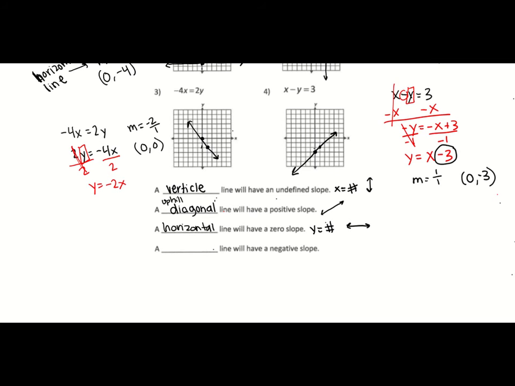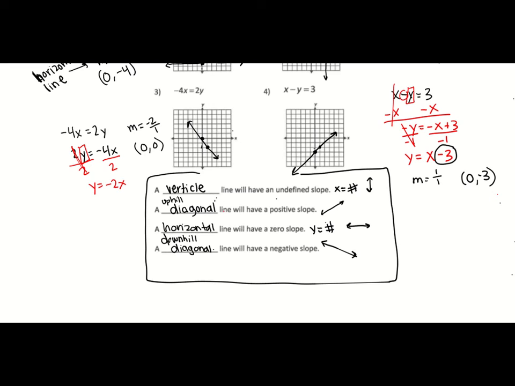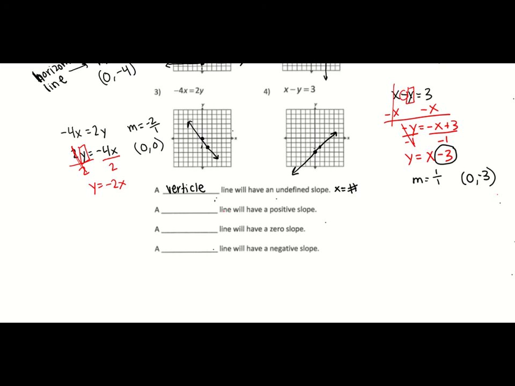And then finally, a downhill diagonal line will have a negative slope. Okay, so there's just our general information, things that are good to remember when we're dealing with slope and linear equations.